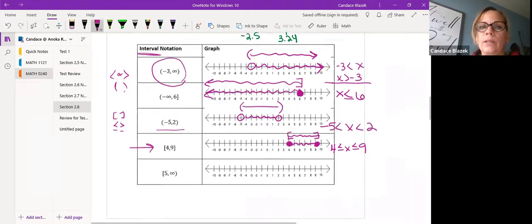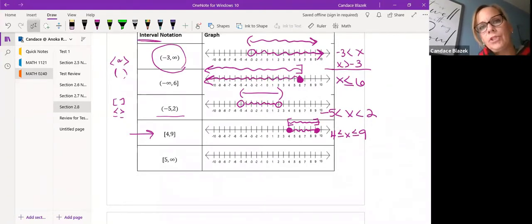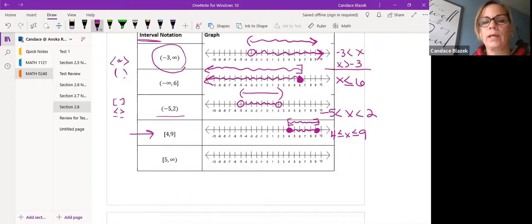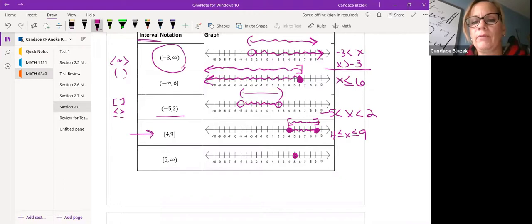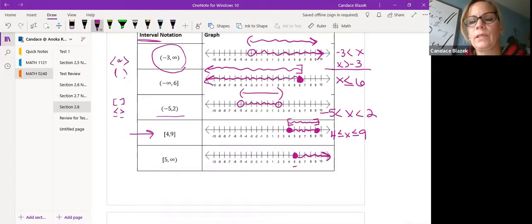And the last one on this page, we have the interval from 5 to infinity, including 5, because of the square bracket. So we're going to put a solid dot on 5, and it goes to infinity. So we would just draw that to the right and point, and that arrow means it goes on forever. And that's what that infinity means also, it goes on forever.